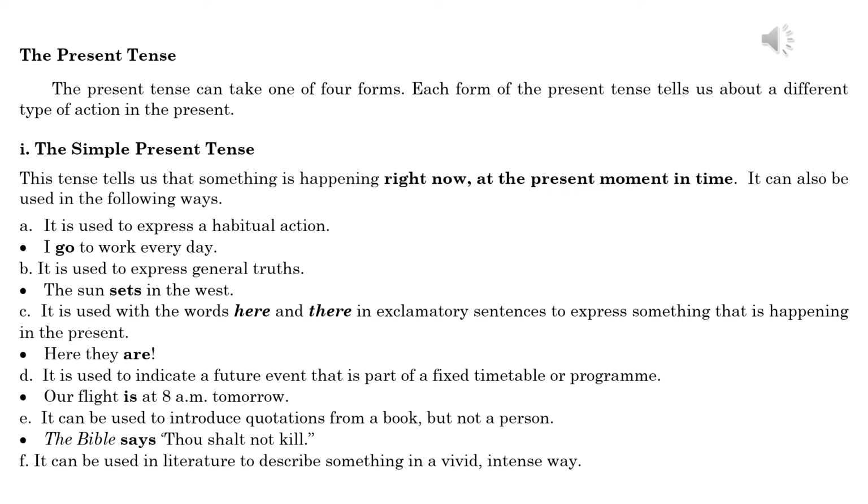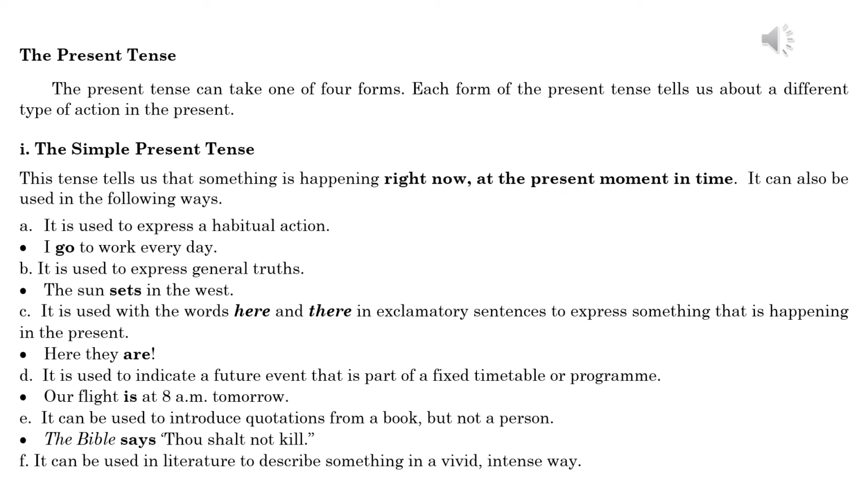C. It is used with the words here and there in exclamatory sentences to express something that is happening in the present. Here they are. D. It is used to indicate a future event that is part of a fixed timetable or program. Our flight is at 8 a.m. tomorrow. E. It can be used to introduce quotations from a book, but not a person. The Bible says, "Thou shalt not kill."